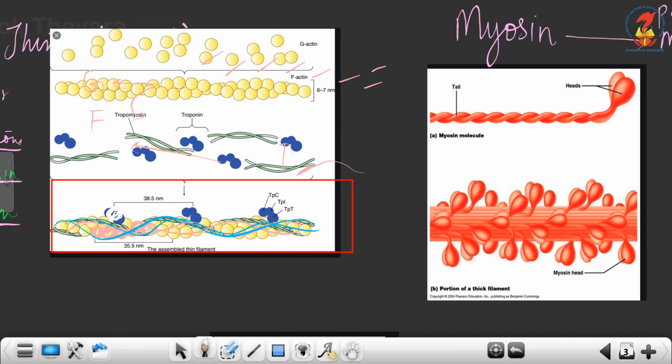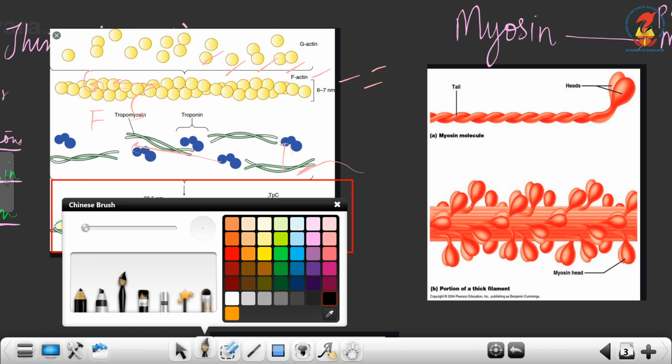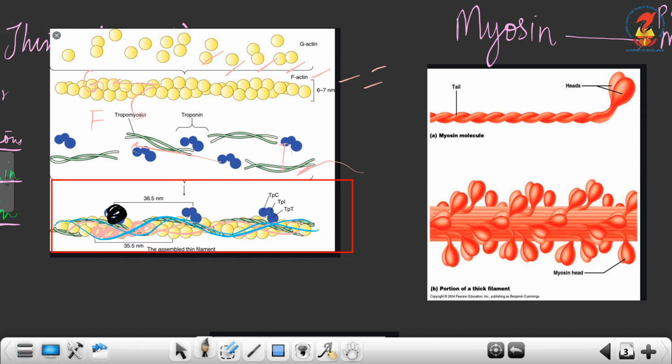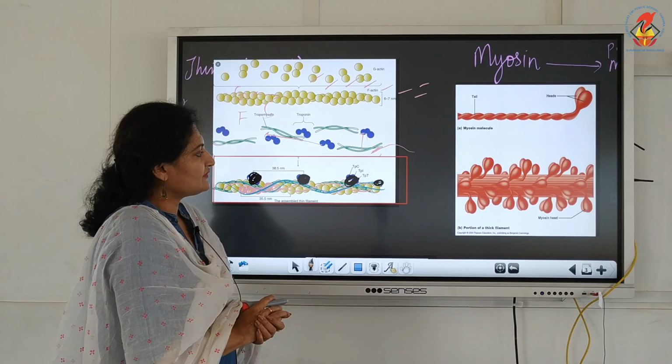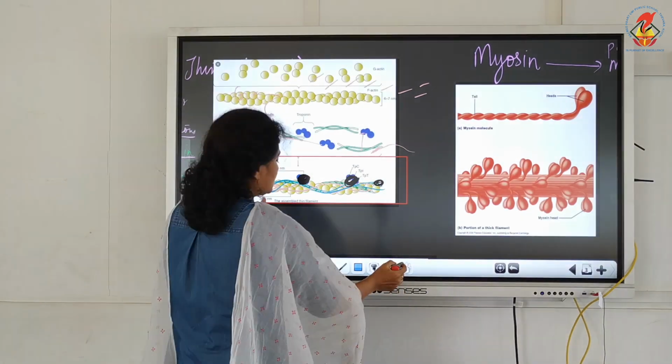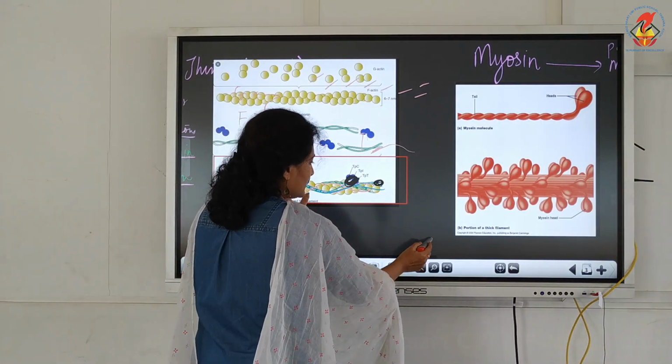Very, very important when we deal with contraction is the role of troponin. So here and there at intervals you see troponin. I have indicated it with black to stand out. In the model it was the white thermocol balls. It is attached to the tropomyosin and the active sites. Very, very important. So this is the real pullout.